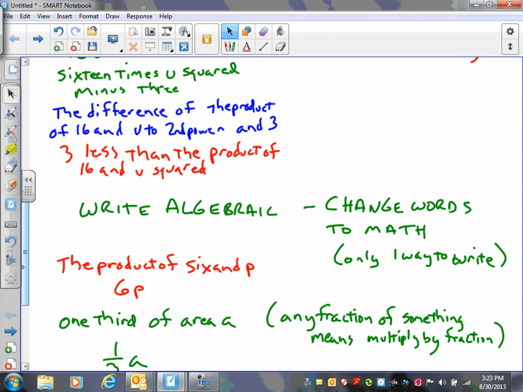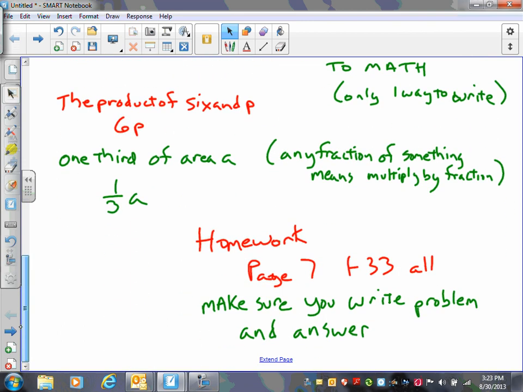Short notes. So, your homework is page 7, 1 through 33, all. Make sure you write the problem and then the answer, because if you write the problem and then the answer, you've got something to see what you started from and what you ended with.